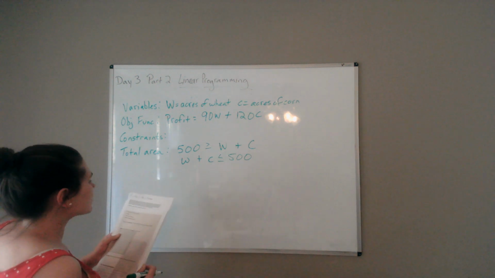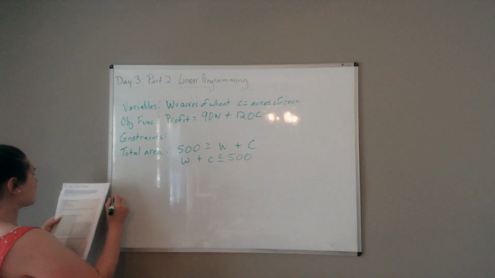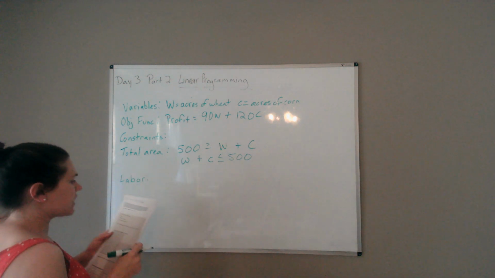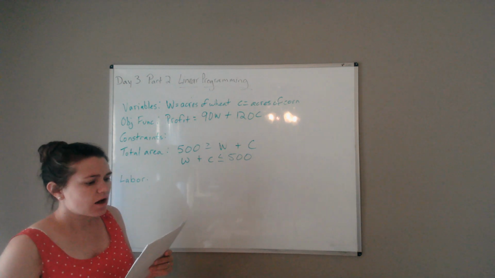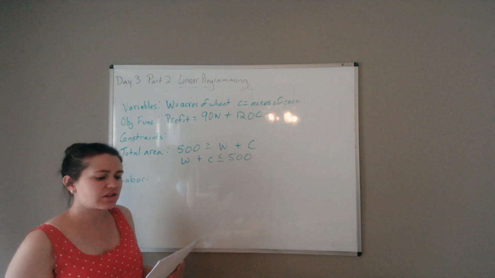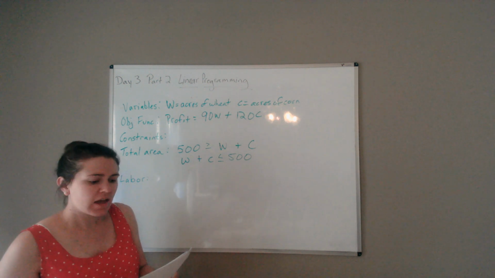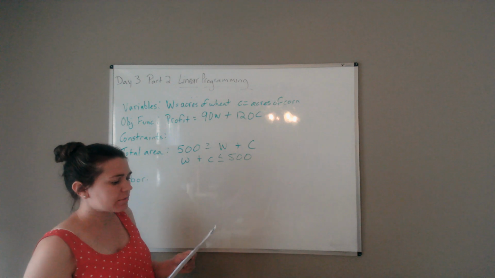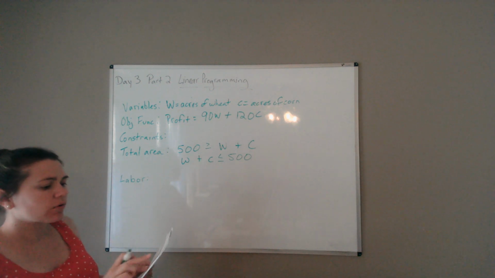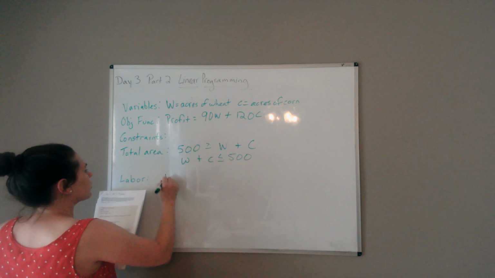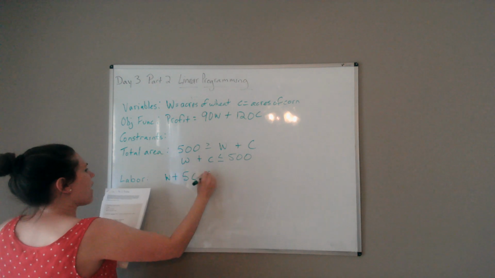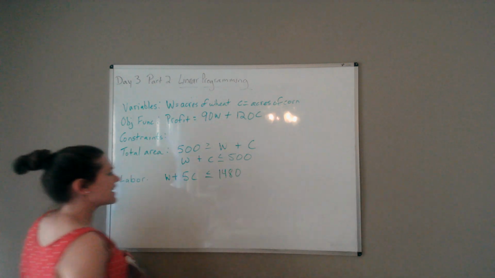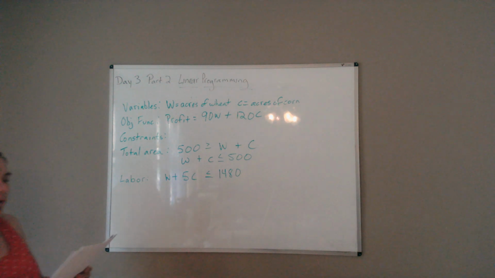And now the next constraint has to do with labor. Okay, it says that we only have 1,480 person days of labor available, so we can't go over that. And every acre of wheat requires 1 person day of labor, and every acre of corn requires 5. So 1W plus 5C has to be less than or equal to the total number of person days available, which is 1,480.